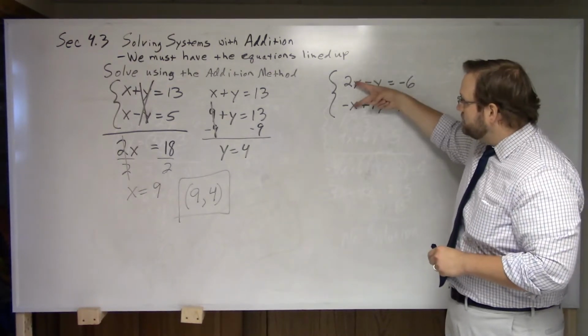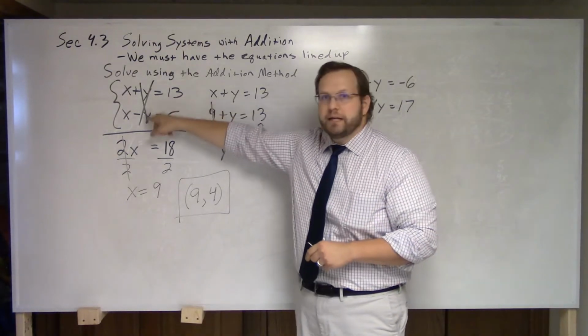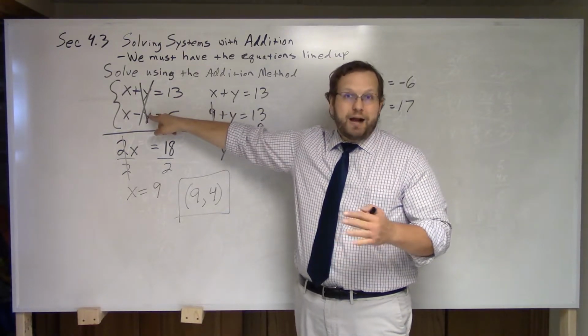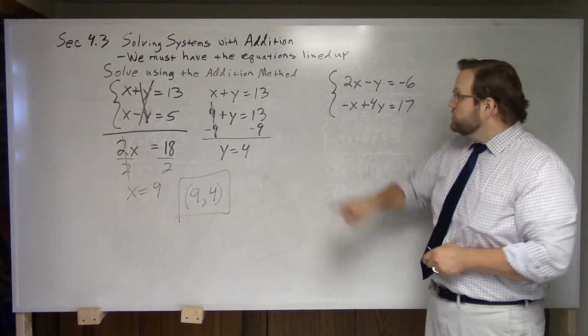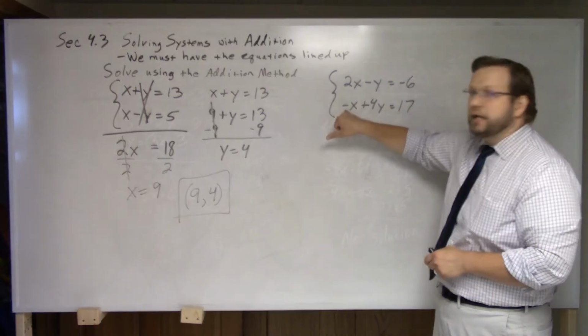I want these to eliminate. Now, why did these eliminate? These eliminated because they were opposites. We need to make these opposites. So we have a 2 and we have a -1.